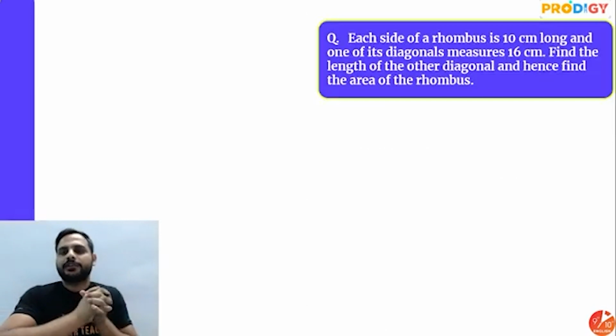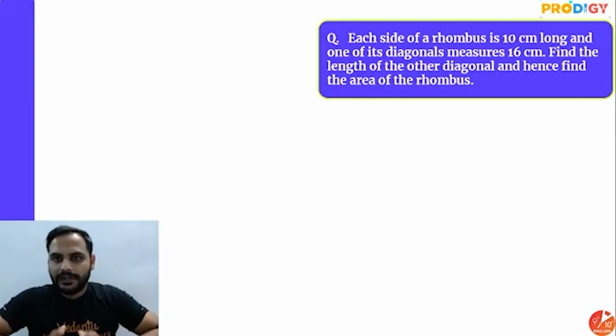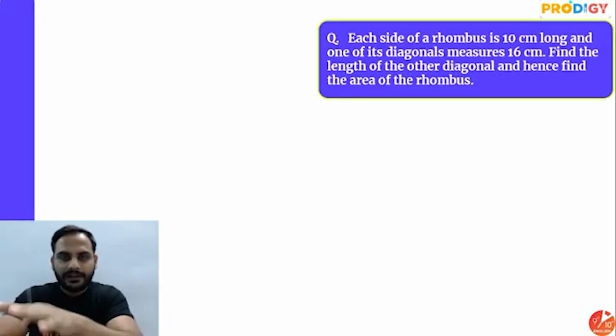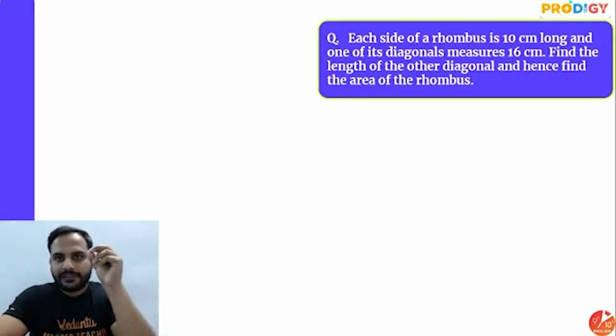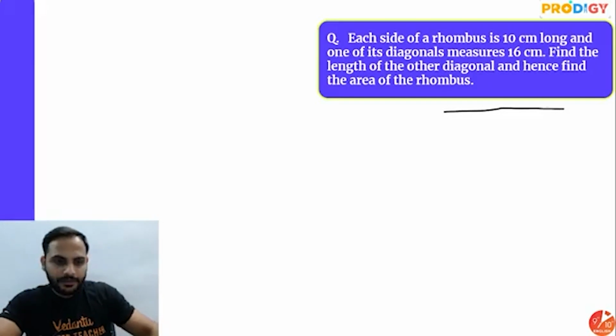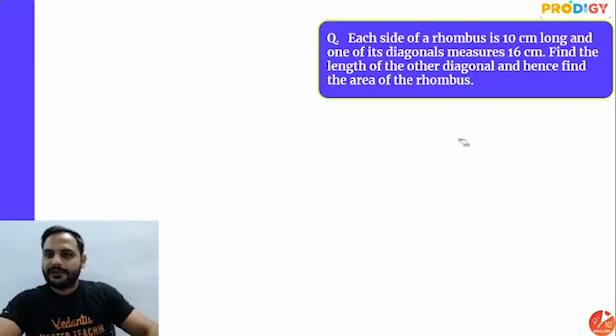Next one. Each side of a rhombus is 10 centimeters long. One of its diagonals measures 16 centimeters. Find the length of the other diagonal and hence find the area of the rhombus. So the area of the rhombus, if you all remember, is nothing but half into the product of the diagonals, half into d1 into d2, right?